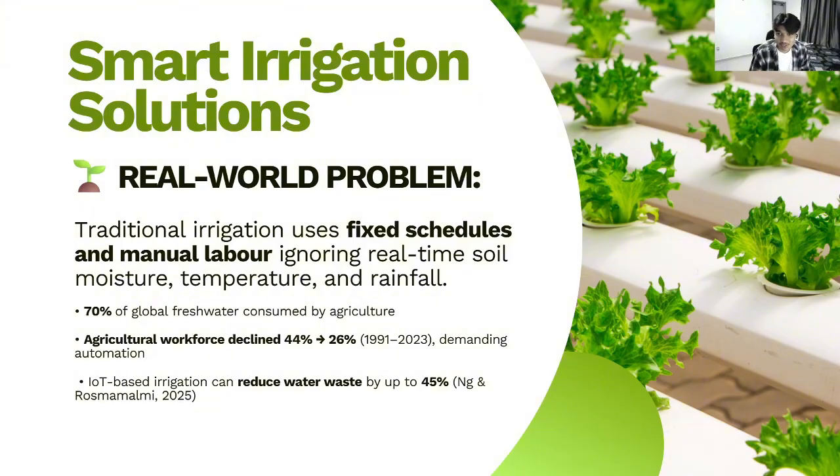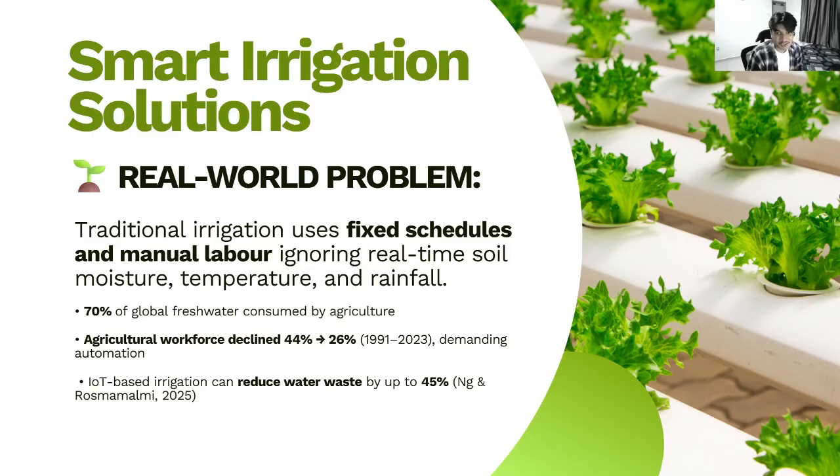So if it's raining, the plants usually will have sufficient water for an efficient growth rate. But the old system, the traditional irrigation, will still water the plants. So it will waste water and also can kill the plants because of the excessive water intake. Let's look at the statistics or numbers to understand more. 70% of global fresh water is consumed by agriculture. That's a lot of water to be wasted just because of this silly fixed schedules issue.